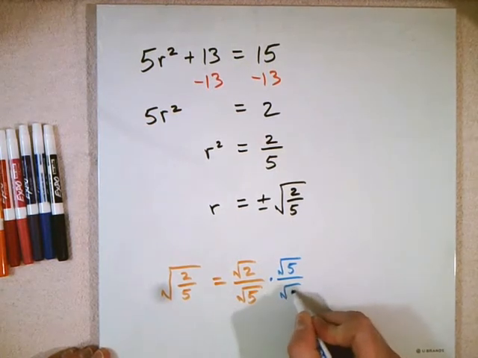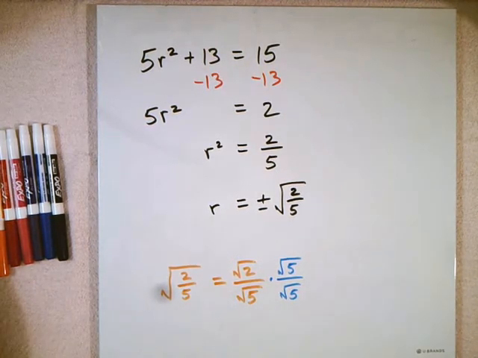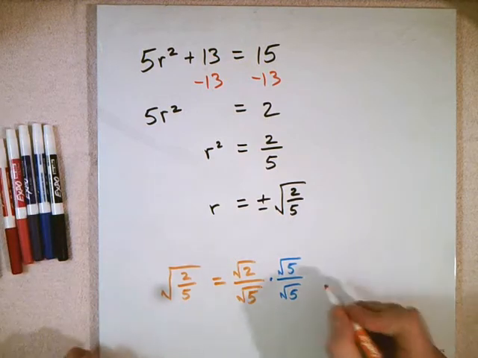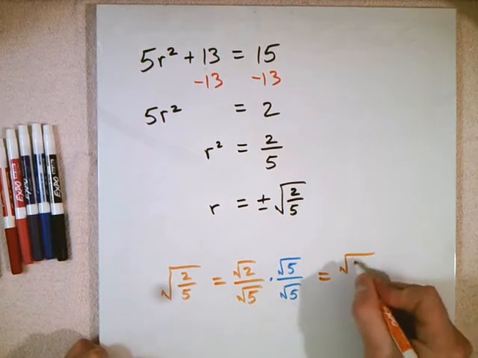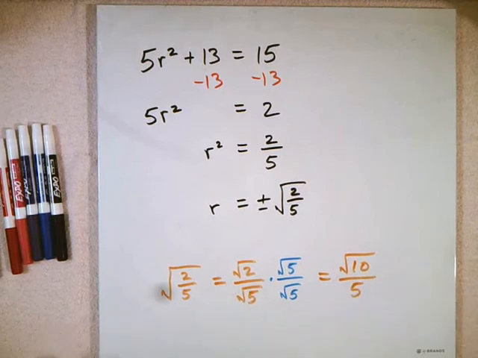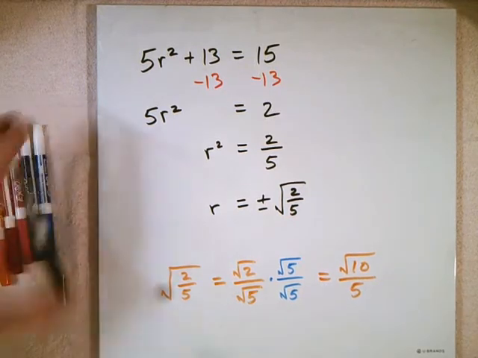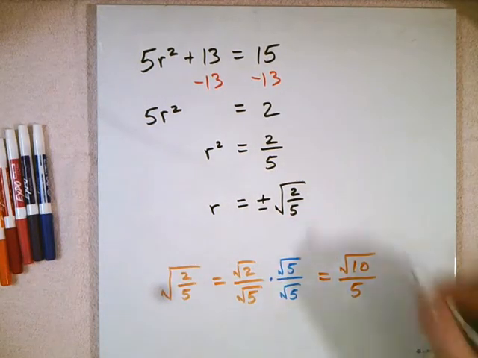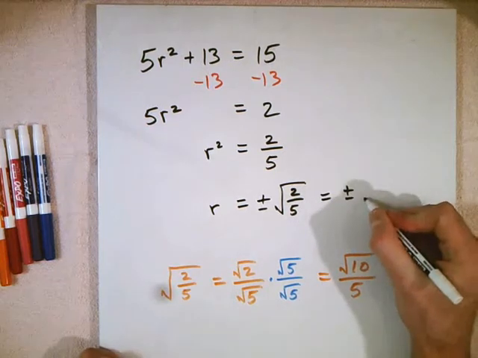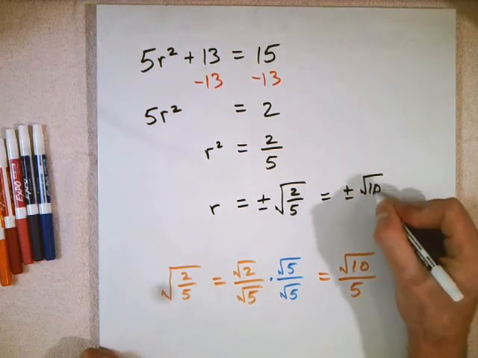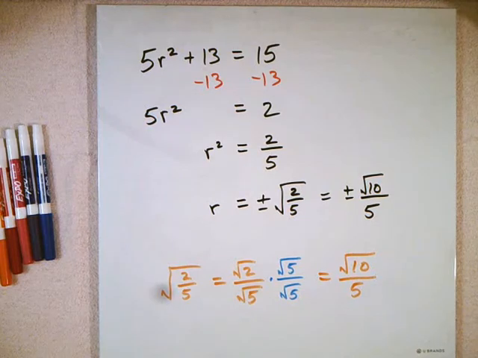So multiply top and bottom by square root of 5 to rationalize. And there we are. Now you've got the square root of 10 over 5. All right, so you can leave your answer like this up here, or you could rationalize the denominator with it, and that would basically give you plus or minus square root of 10 over 5. There's nothing to say that one of these is better than the other.